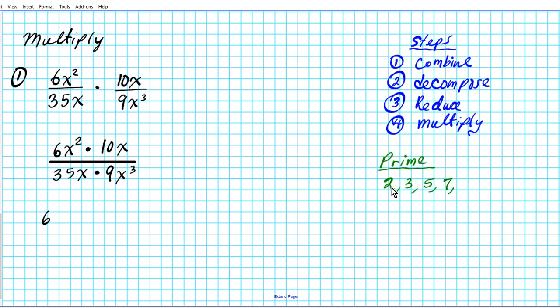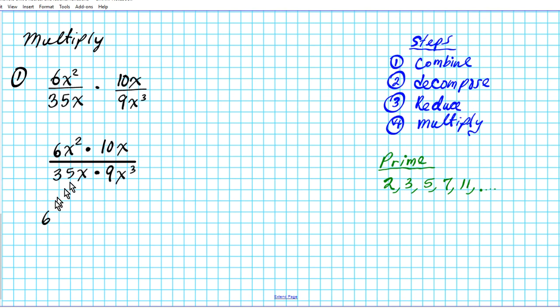10 is not prime because 2 and 5 go into 10. 11. And the list goes on for eternity. Okay, so whenever you're decomposing your composites, you can only use prime factors.